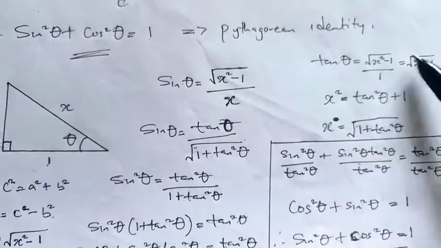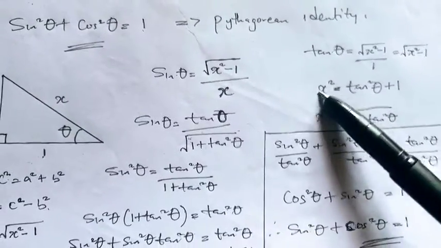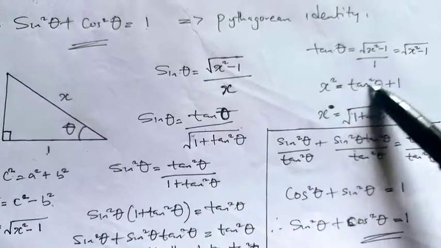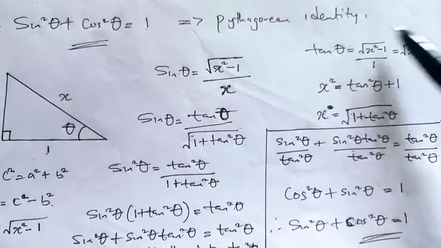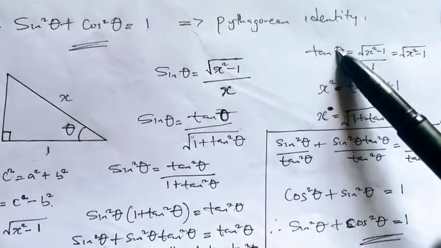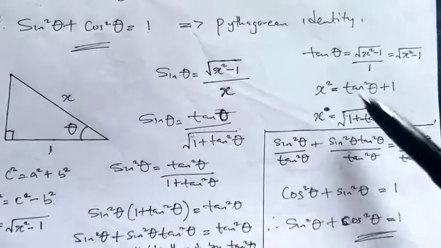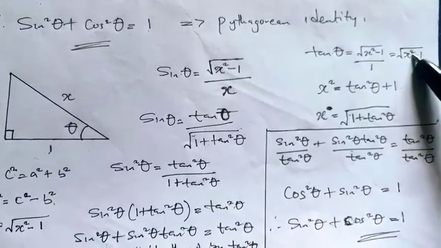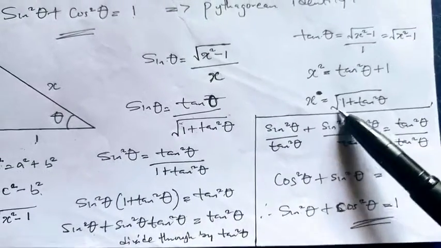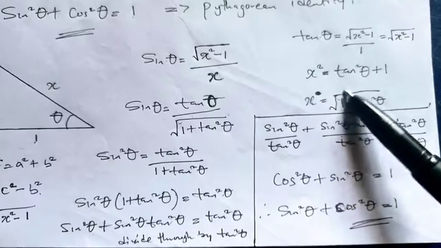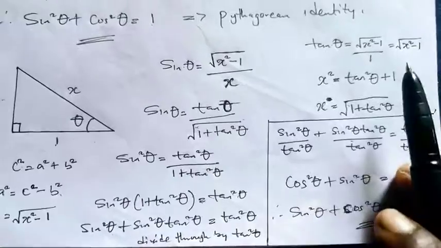Now, from my tan theta, I can make x the subject of the equation here. I will have that x squared is equal to tan square theta plus 1. That is when I square both sides. When I square both sides, the square disappears from here, and I have tan square theta here. Now, moving this negative to the right hand side, it becomes positive, leaving me with just x squared on this side of the equation. Now, taking the root of both sides, I will have that my x is equal to the square root of 1 plus tan square theta. This is another way of representing x.